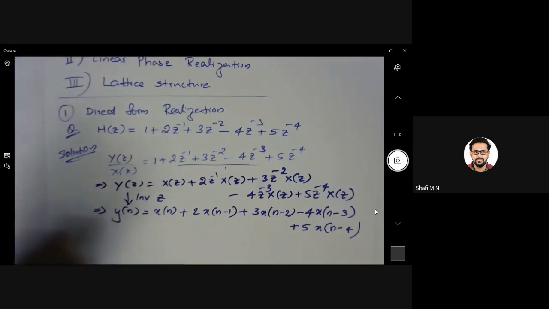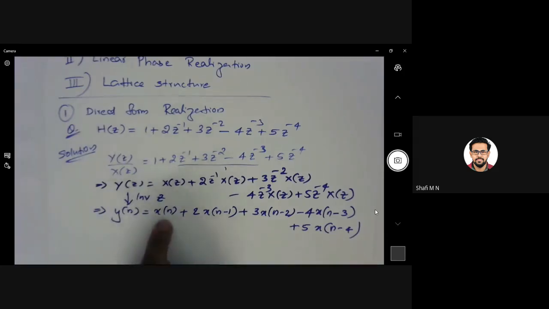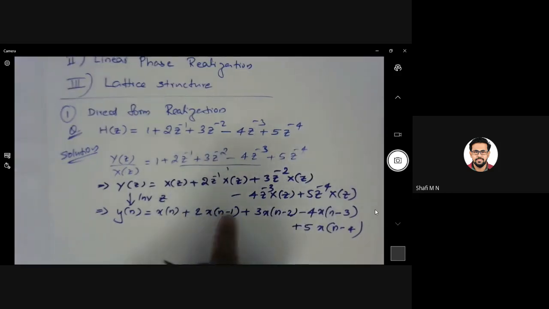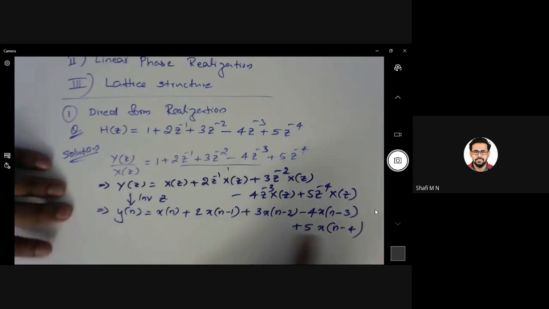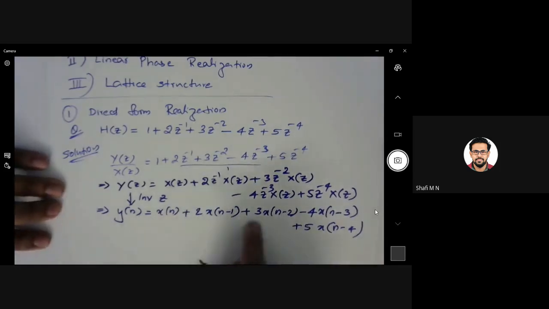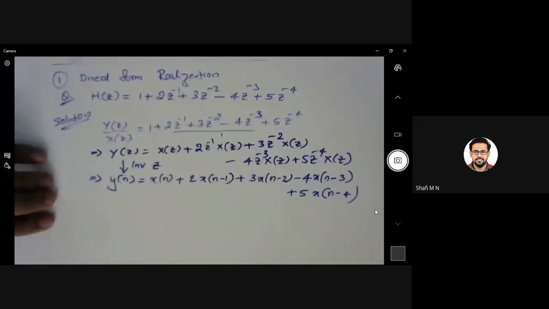Y of n is your output. So it's independent of the past output. It depends only on the present input and past inputs. Present input, and this is the past input. This is 2 times the past input, means 2 times delayed version of input. So it's completely depending only on the present input and the past inputs. Got it? So that's another definition that you can say.